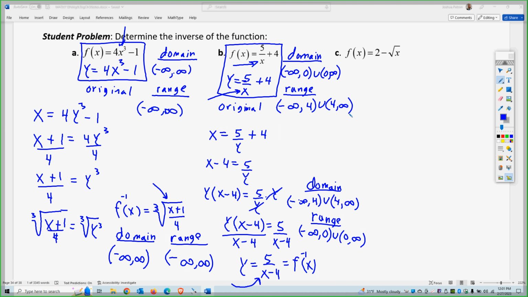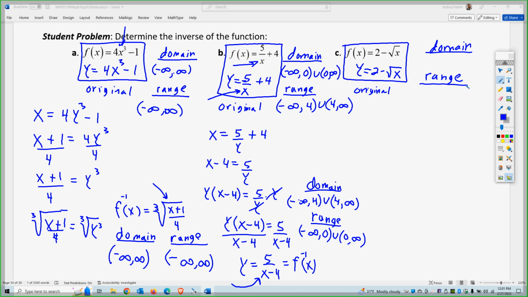Okay, all right, last one. So y equals 2 minus root x. Let's shift that over a little bit. So y equals 2 minus root x. So there's our original. And we'll figure out the domain and the range.